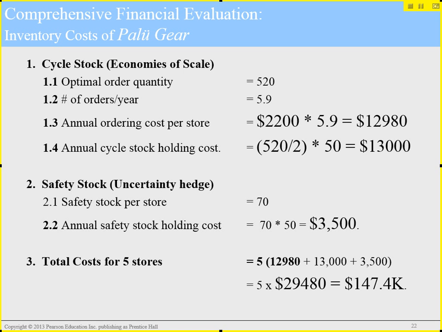Our holding cost then is 70 units per store, because we have that all the time, times $50 per jacket, which is $3,500. So our total cost for the 5 stores: we take 5 times the ordering cost per store of $12,980, plus the holding cost of $13,000, plus the safety stock at $3,500. That's 5 times $29,480, which says our cost there is $147,400 a year.